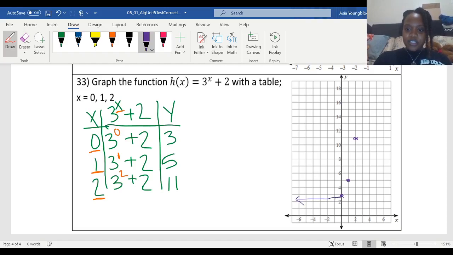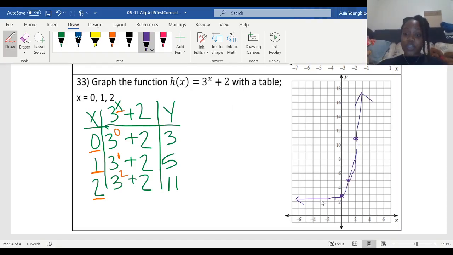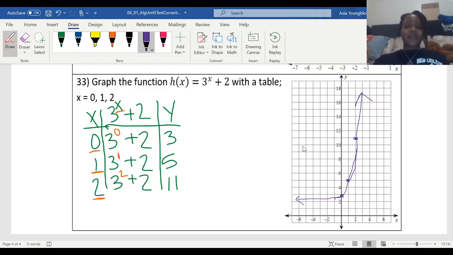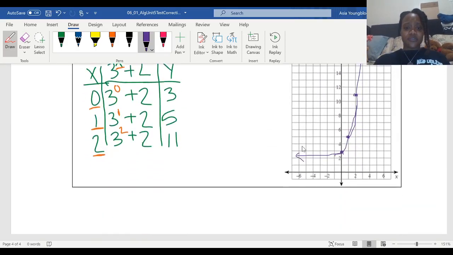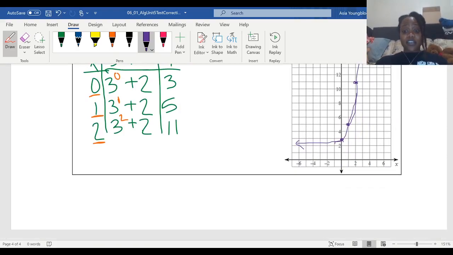Again, for those who actually took the test, I wasn't too picky about that. I just wanted to make sure you guys understood that those 3 points that you plotted should have been connected. And I believe that's our last question for the test. Yes. So if you made it to the end of this video, that means that you have finished your test corrections.